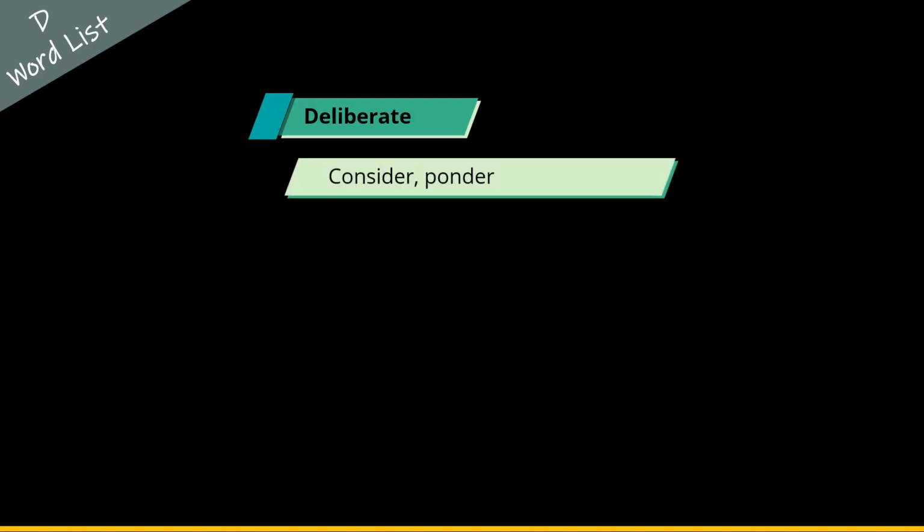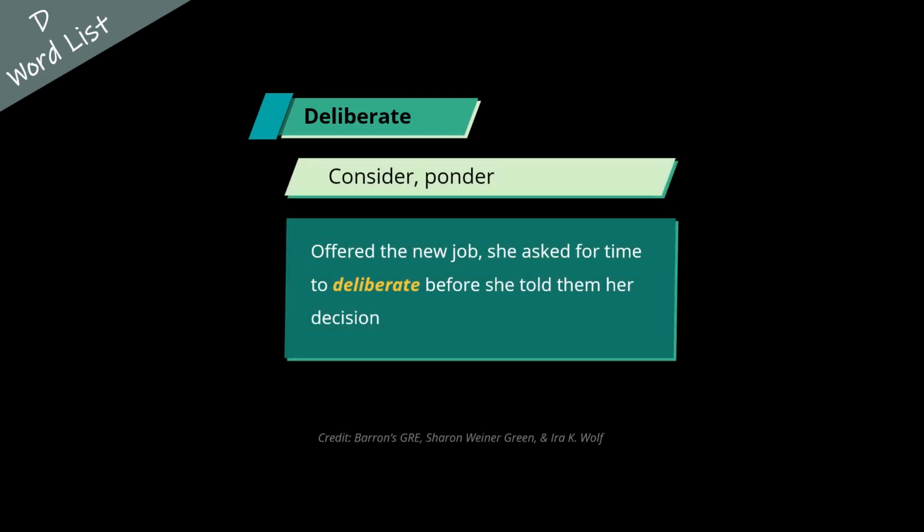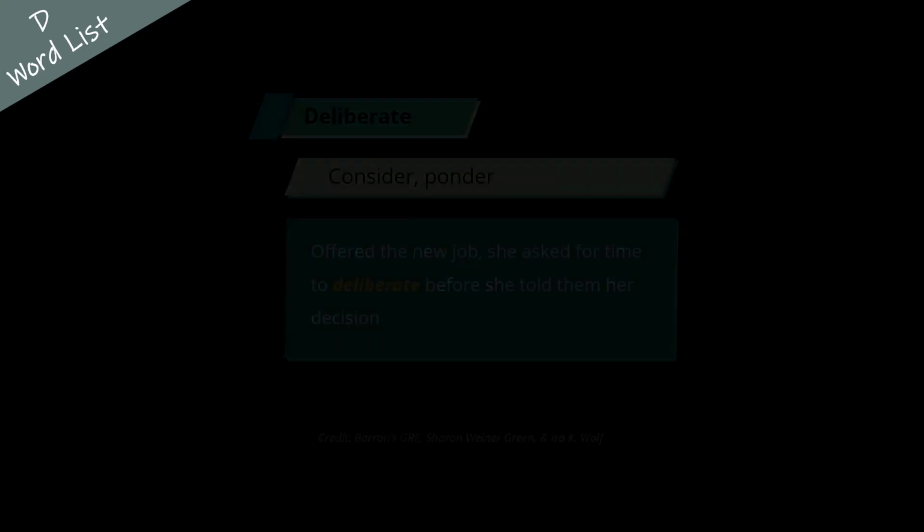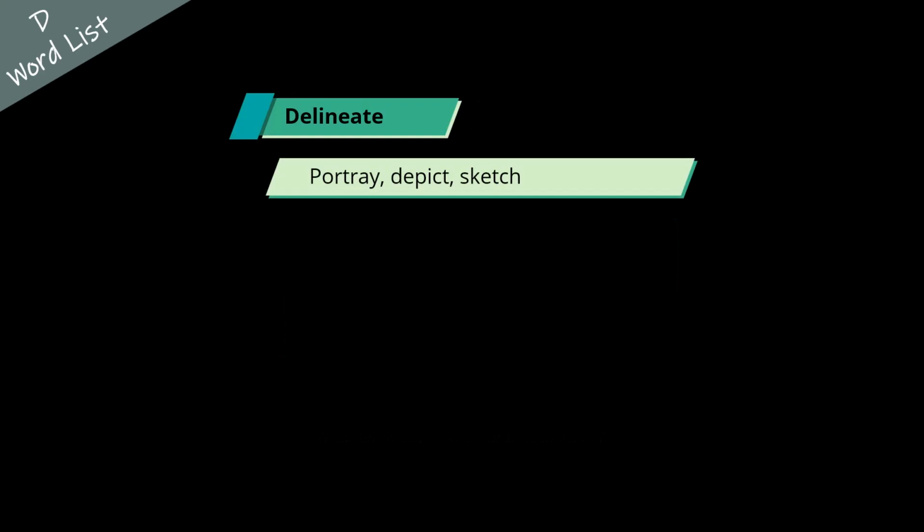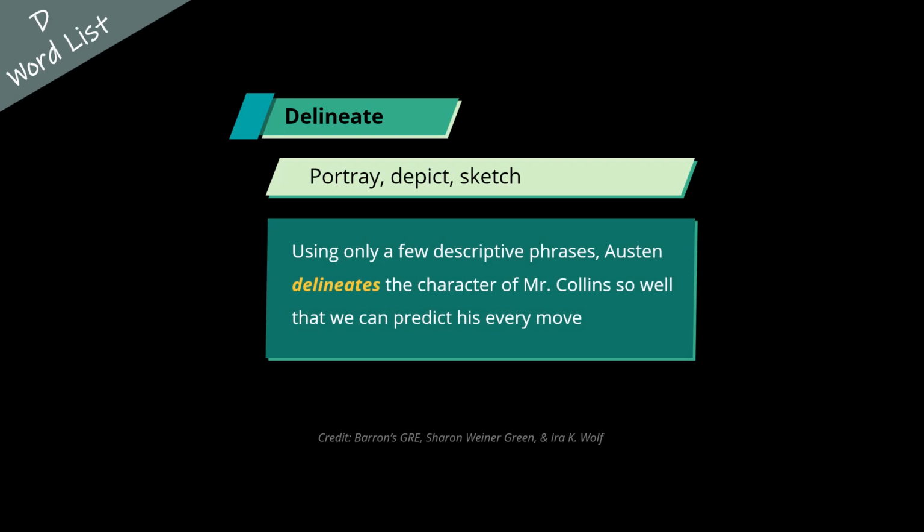Deliberate means consider, ponder. For example, offered the new job, she asked for time to deliberate before she told them her decision. Delineate means portray, depict, sketch. For example, using only a few descriptive phrases, Austen delineates the character of Mr. Collins so well that we can predict his every move.